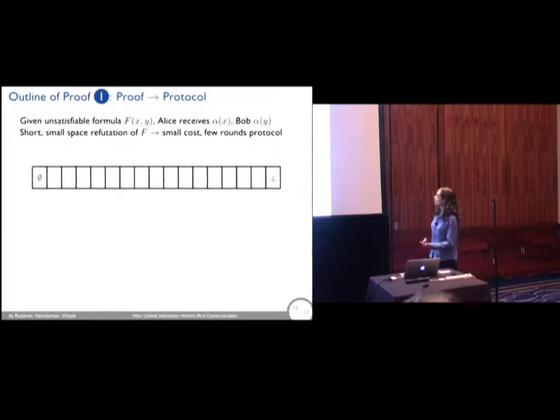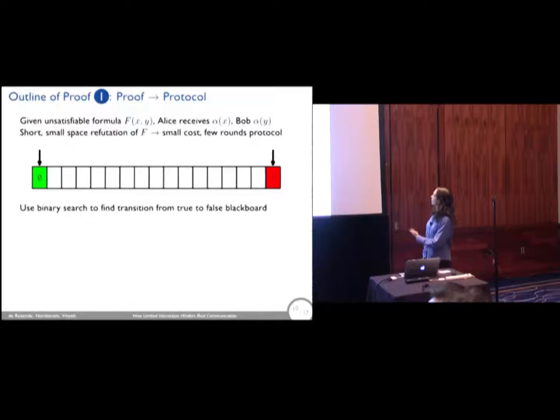Okay, so now let's see the proof of the first point. So we have a refutation of a formula. Alice receives assignments to x variables, Bob receives assignments to y variables, and they want to find a falsified clause. So they know that the first blackboard will evaluate to true because it's empty, and the last one that contains a contradiction obviously evaluates to false. So they can do a binary search here, evaluating each blackboard, and find a transition from true to false.